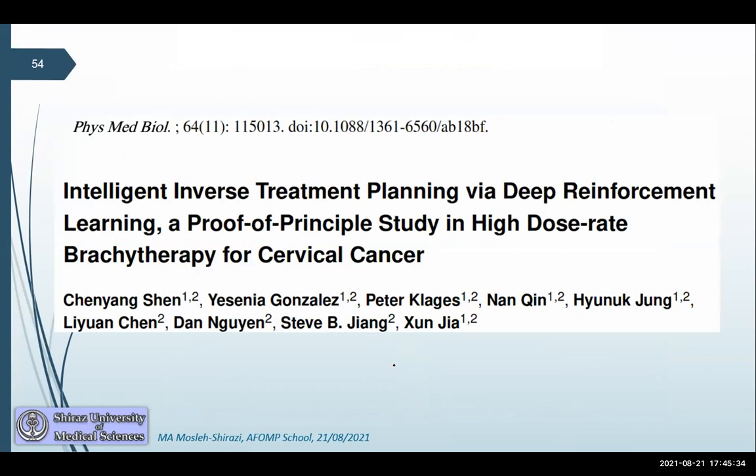Artificial intelligence and deep learning have of course come to the aid of brachytherapy too nowadays. There's something called intelligent inverse treatment planning that has been proposed that does this plan optimization for you.